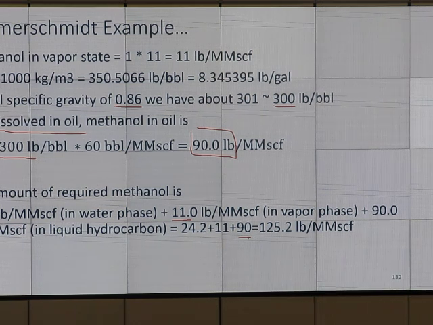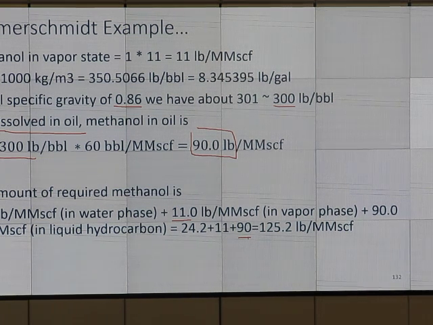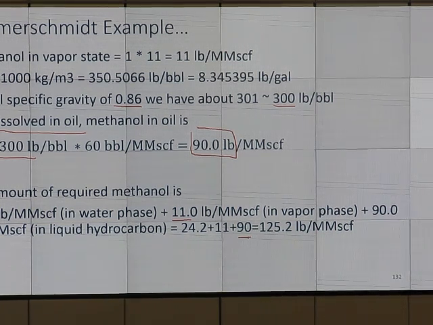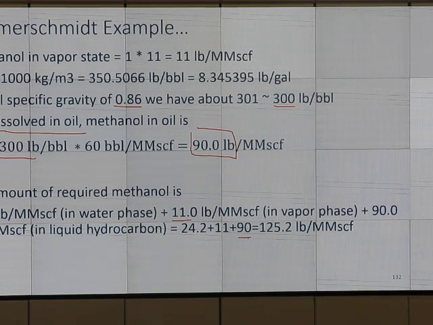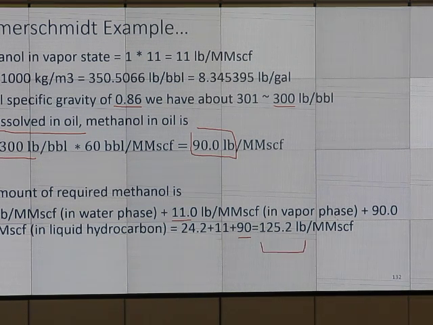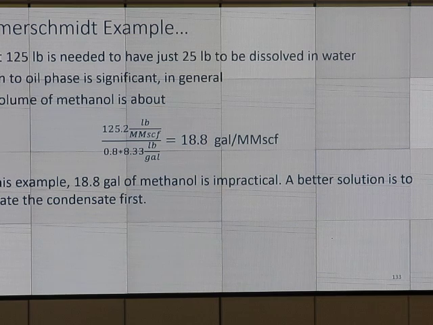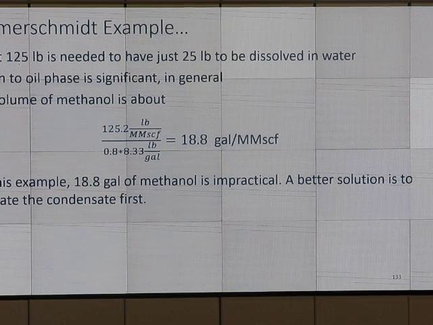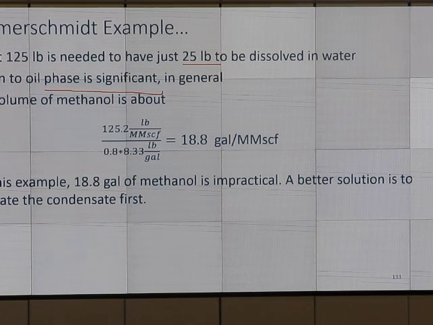So the chemical company may suggest, what do they suggest? Double the amount and buy that from them. So if you double the amount and buy that from them, it will work for sure. Right? Okay, but you pay double too. All right. So basically, this number shows you that you need a lot of methanol per million standard cubic foot that we produce. That's for Hammerschmidt. So about 125 is needed, just 25% dissolved in water. Loss in oil phase is significant in general.